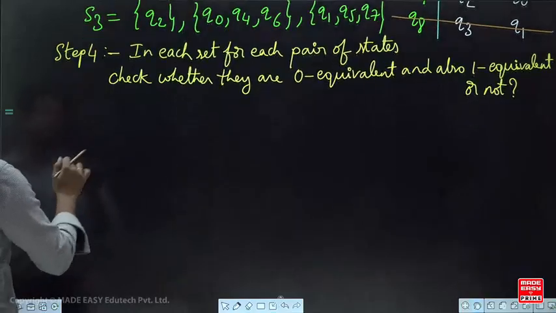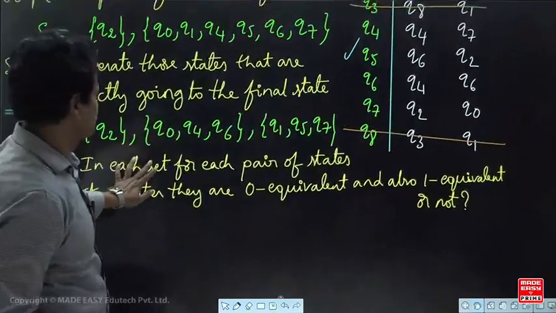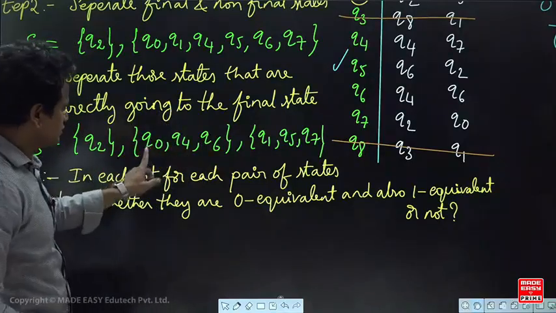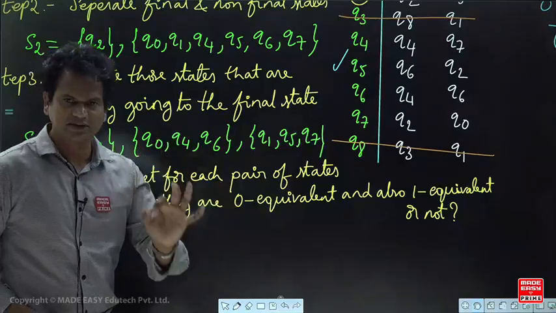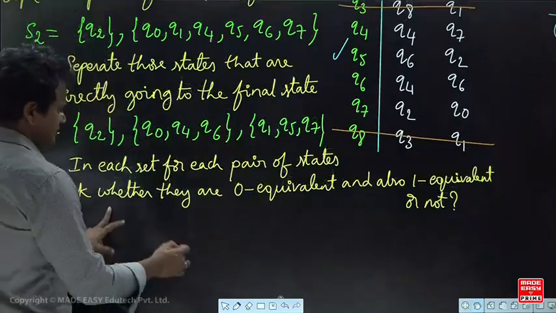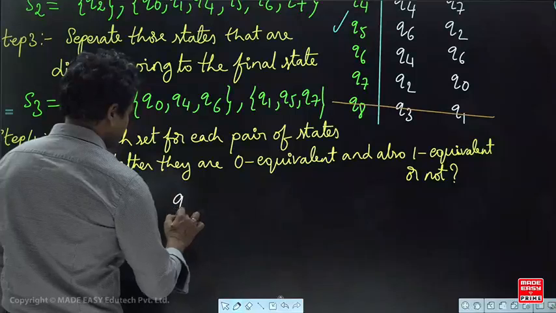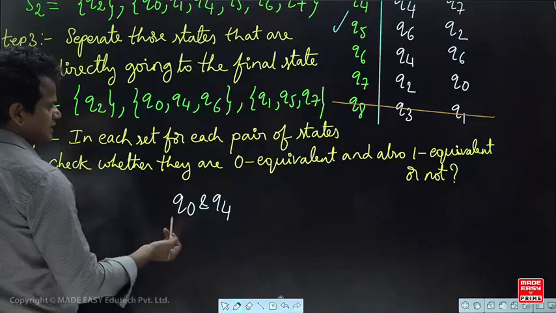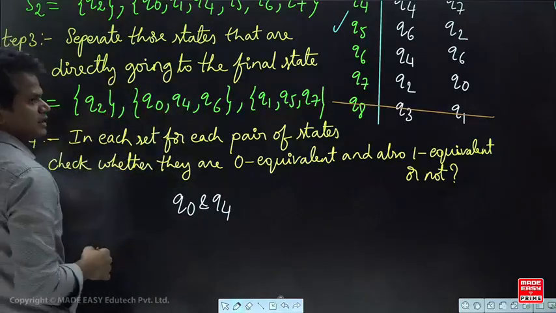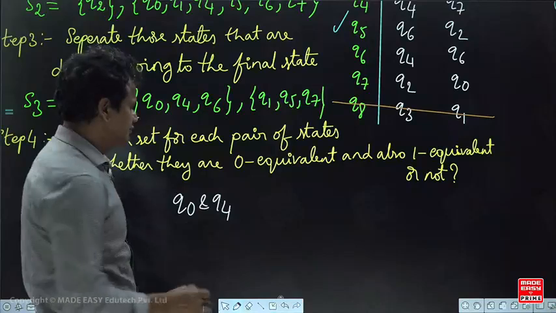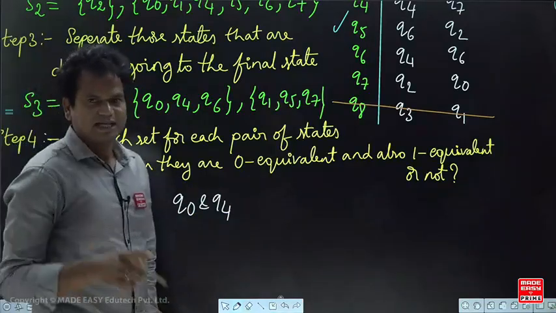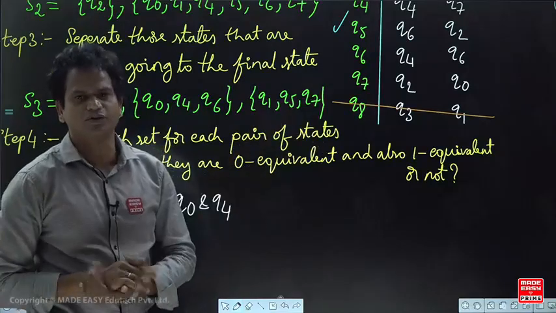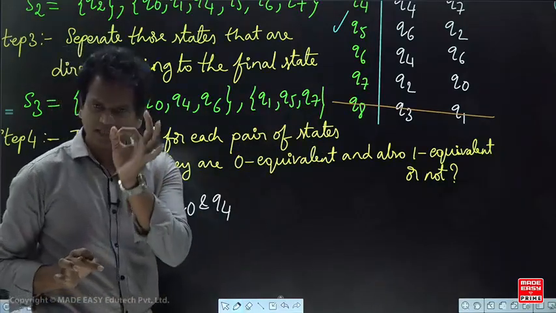So what do I do? I will check Q0, Q4, Q6, which are in the same set. For Q0 and Q4, for input 0 you check. If for input 0 they are equivalent, then check for input 1. If they are 1 equivalent also, then we keep Q0 and Q4 in the same set. If they are not 0 equivalent or not 1 equivalent, we separate Q0 and Q4. What is 0 equivalent, 1 equivalent? I will tell you, just wait.